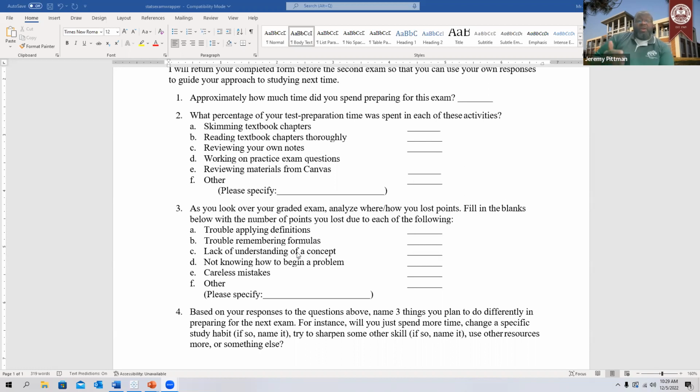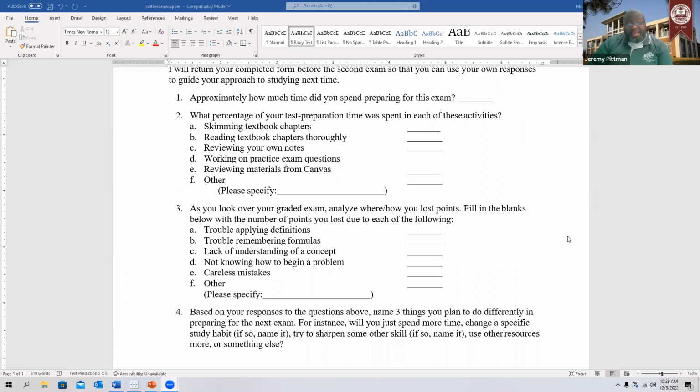So then question number 3 is very, very specific here. So again, for exam 1, there is mostly a discussion of concepts, but there are some basic statistical formulas students need to understand. So here students get an opportunity to take a look at their exam.